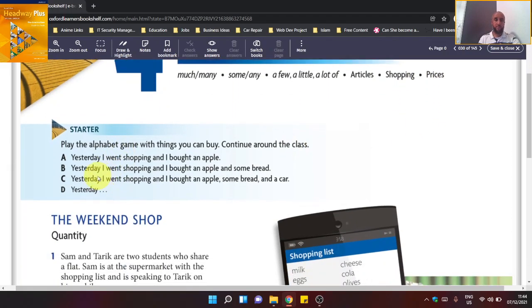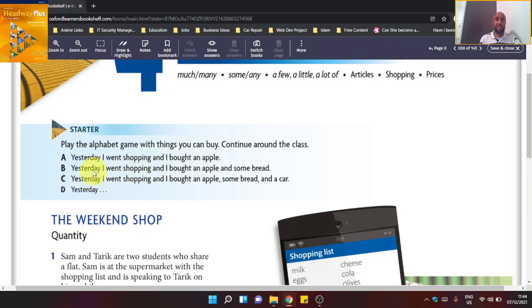To start off with, we have a warmer exercise. Here we have a question: what did you do yesterday? Every person who answers tells us what they bought yesterday from the shopping. So here's an example. The first one says, yesterday I went shopping and I bought an apple. So that's the first person.